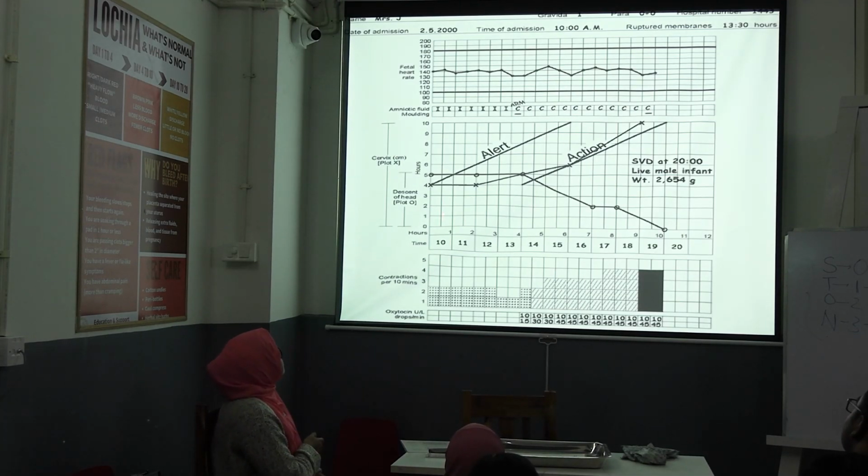And here you did PV examination. It was 4 centimeter. You did it after 2 hours. You again did it. Then ARM was done. Liquor was clear. You did PV examination. Here it was 6 centimeter, and liquor was still clear. Fetal heart sound was very good, but here the dilatation was not that good. You started oxytocin.